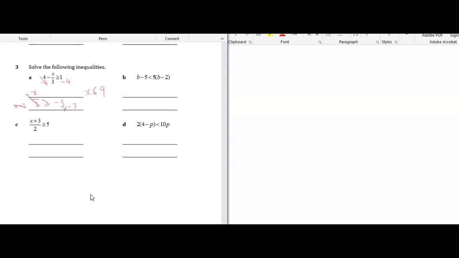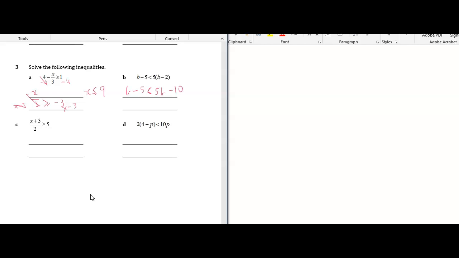All right, let's move on to B. So we've got b minus 5 is less than 5 times b minus 2. In this case, I need to expand that bracket. So I've got 5b. 5 times negative 2 is negative 10. That's an inequality sign. It kind of looks like a bracket.